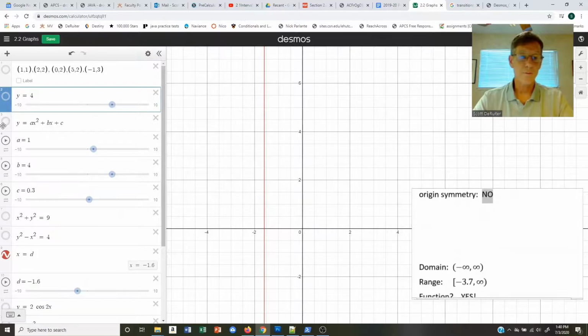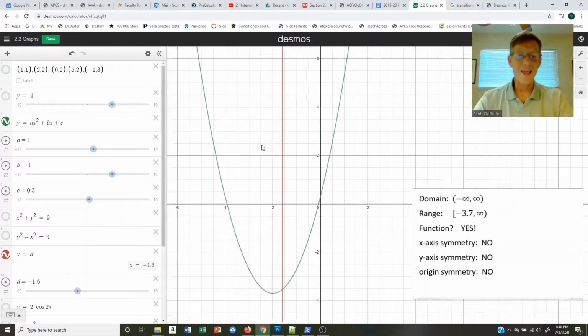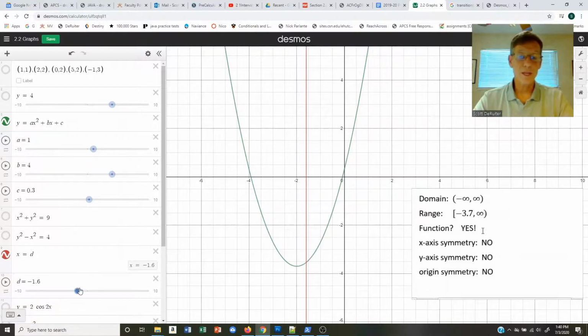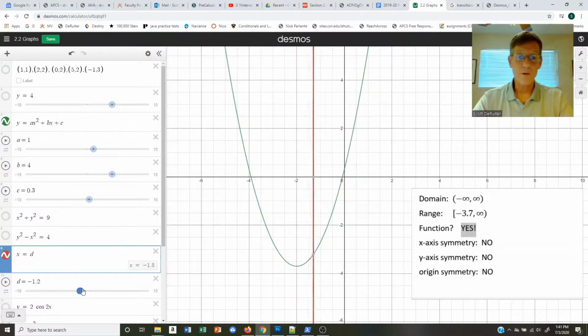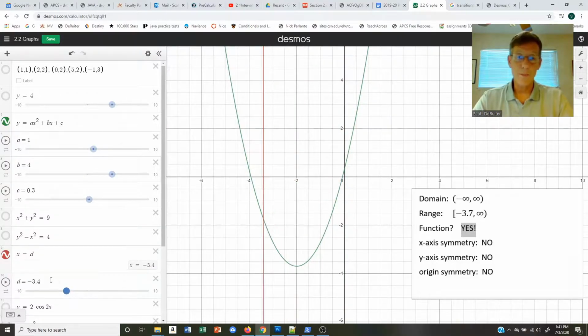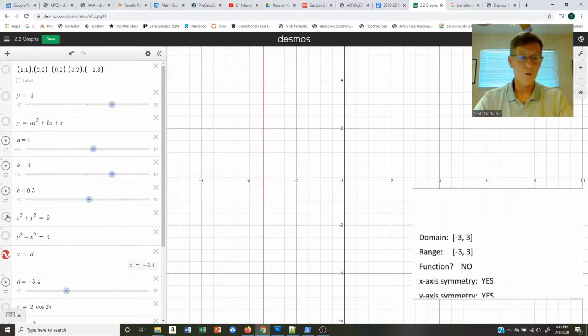Let's take a look at a parabola or a quadratic, and the domain is all reals. I can plug in any x value, any real number. The range is limited. It starts down at the bottom at -3.7 and goes up, but it satisfies the vertical line test, so it is a function. The answer is yes there, wherever I draw that vertical line. This particular quadratic or parabola does not have x-axis symmetry. It doesn't have y-axis symmetry. Again, you would take a point on the curve, and if the reflected point with respect to the x-axis doesn't exist, then it's not x-axis symmetry. Same for y, same for origin symmetry. The answer is no for that.